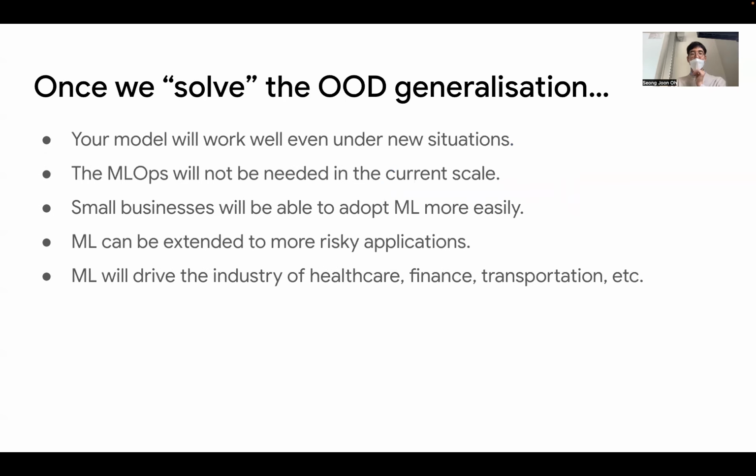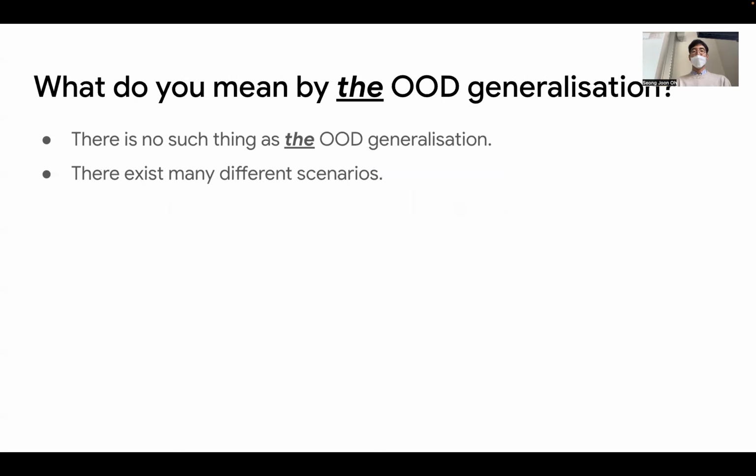So once we solve OOD generalization, then we are sure that the models will work well even under new situations, and MLOps will probably not be needed. Small businesses can afford them. You can use machine learning for more risky applications because you're sure that it's going to work in that situation. And then you can see more applications of machine learning in healthcare, finance, transportation, etc. But now what do we exactly mean by OOD generalization? Because there are so many different scenarios for OOD generalization.